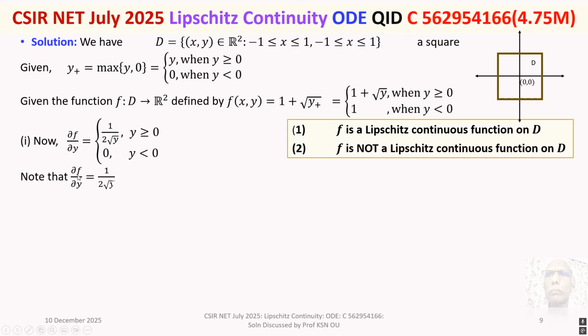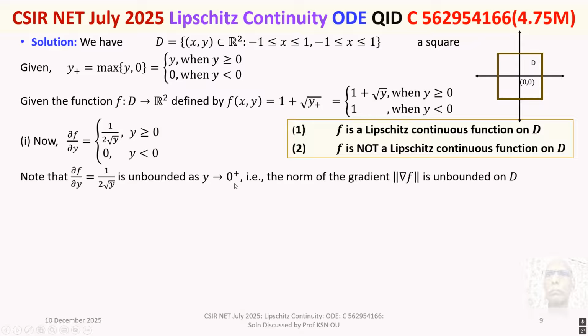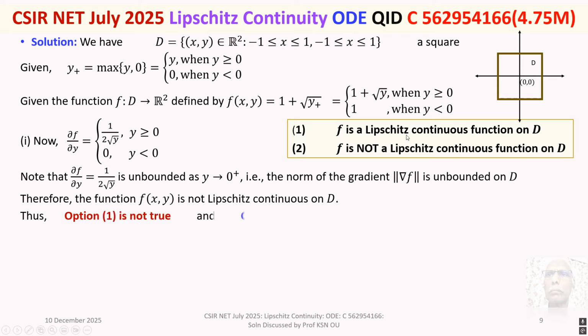Note that dou f by dou y, equal to 1 by 2 root y, is unbounded as y tends to 0 plus. That is, the norm of the gradient, the norm of grad f, is unbounded on D. Therefore, f is not a Lipschitz continuous function on D. Therefore, the function f(x, y) is not Lipschitz continuous on D. Agreed. So that means option 1 is not true. Option 2 is true because it is not Lipschitz continuous on D.